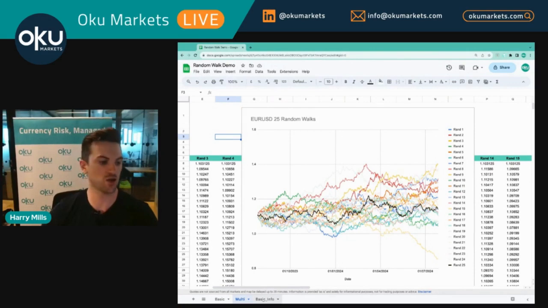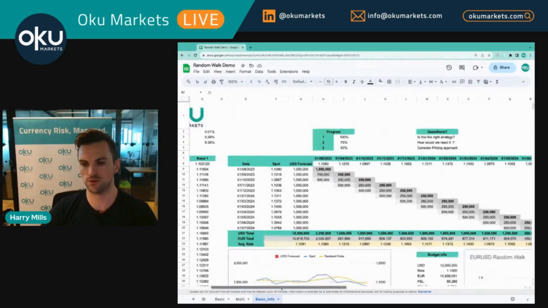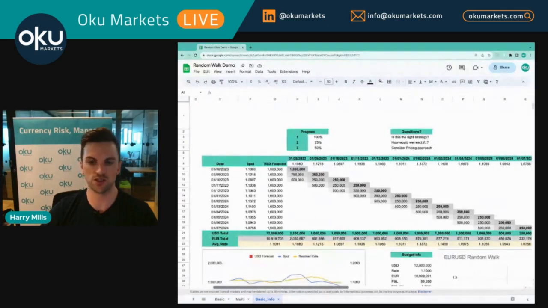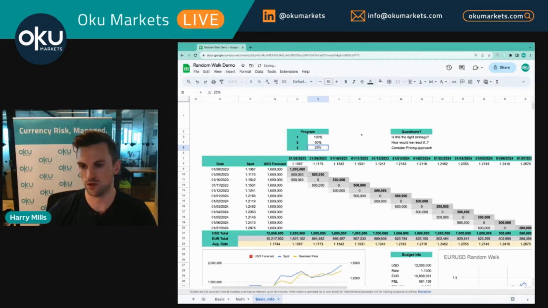But to answer the question, what's the point? Well, let's say we've got some US dollars to buy. So we're a euro dollar business and we have a monthly requirement of $1 million to purchase. And we've got a relatively simple 3-month layered hedging program where we just hedge 100% for the first month, 75% for month 2 and 50% for month 3. I can change these if I want to, but I'll leave them as they were.